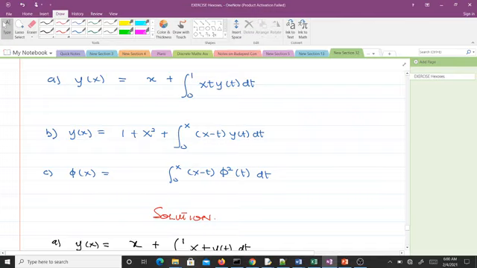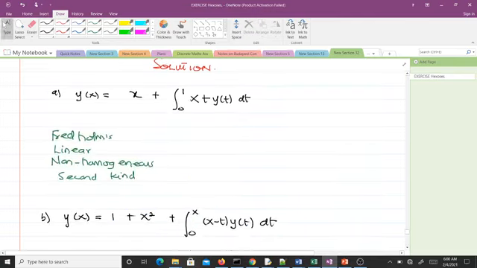Okay, so let's take the solution. With the first one, it is Fredholm's because the limits of integration are what? 0, 1, and they are all what? Constants. So it makes it Fredholm's. It is linear because this has the power 1, this has the power 1. It is non-homogeneous because the free term f of x is not 0. And it is the second kind because the unknown function appears under the integral sign and elsewhere. So second kind. Hope you understand. It's quite simple. Then let's go to the second one.